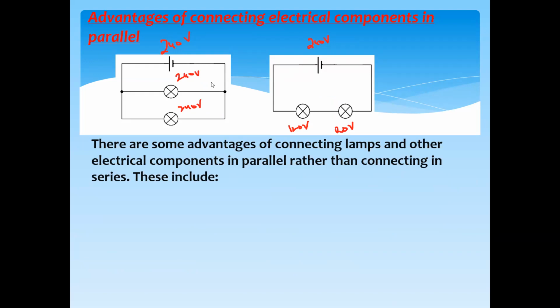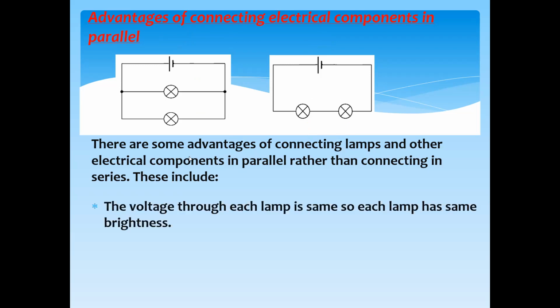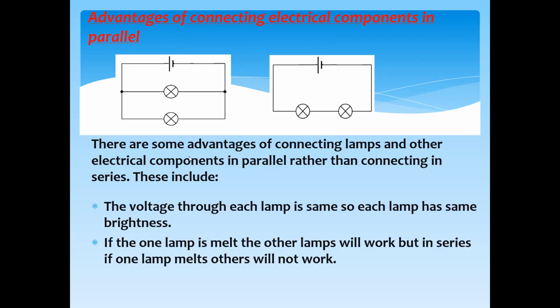And another thing, if one of them is faulty, like if one of the components is not working, the other component will continue as normal, they will work normally. Like if lamp 1 is not working, the other lamp will continue to work. But what happens if lamp 1 or lamp 2 is not working in series? The whole circuit won't work. So they work independently in parallel and they receive the same voltage.